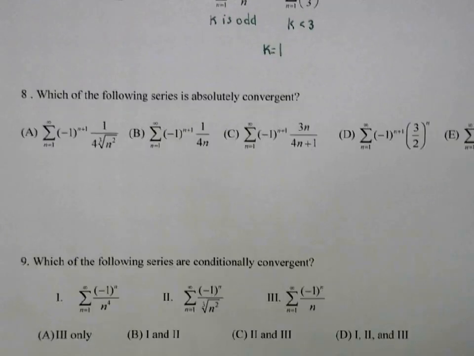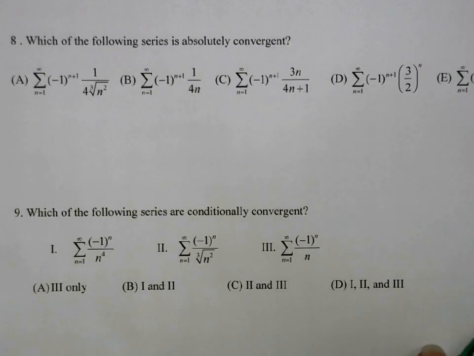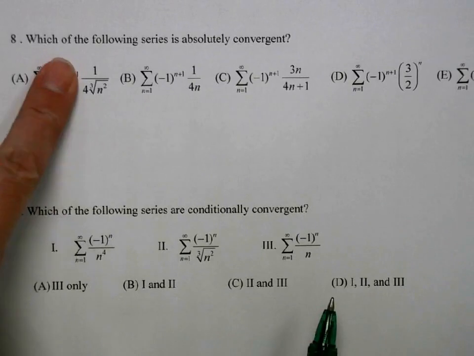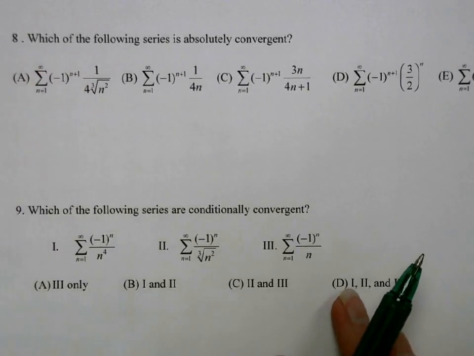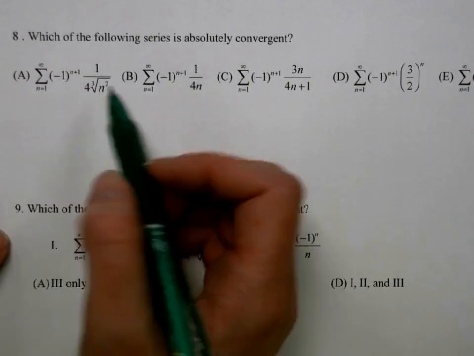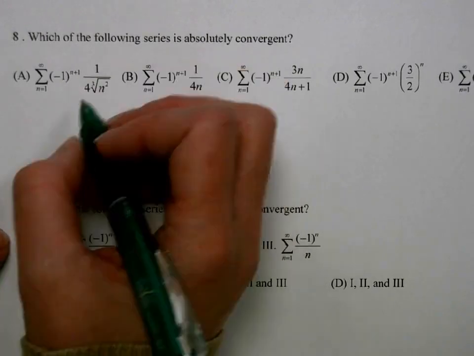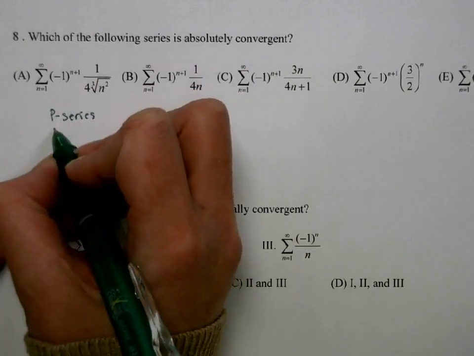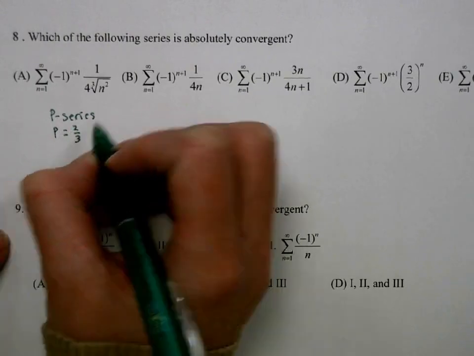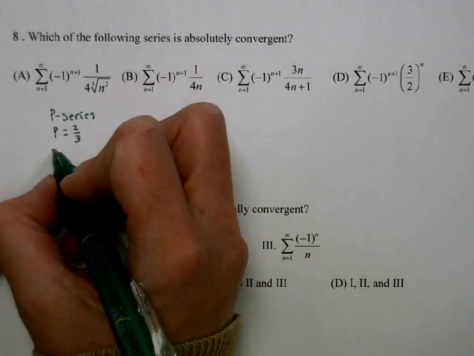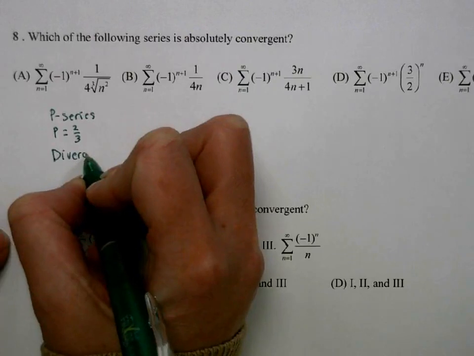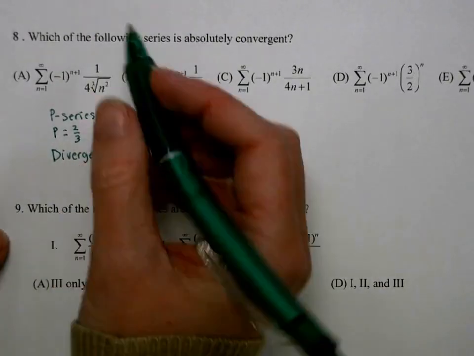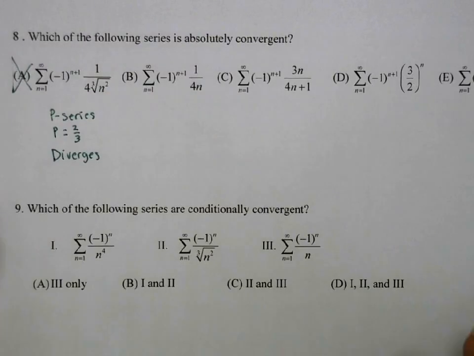Which of these are absolutely convergent? So remember, we're looking to take away the alternator and see what's left. Okay, here this would be a P series with a P of 2/3. Okay, which means this one diverges. Okay, the alternating series is going to converge, but the non-alternating does not. So that one is out.